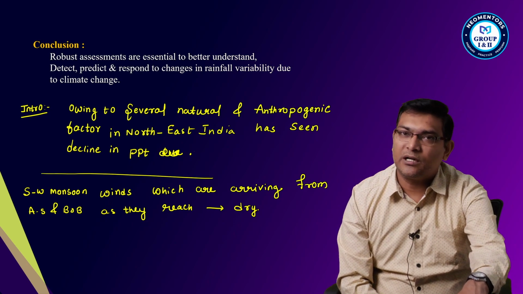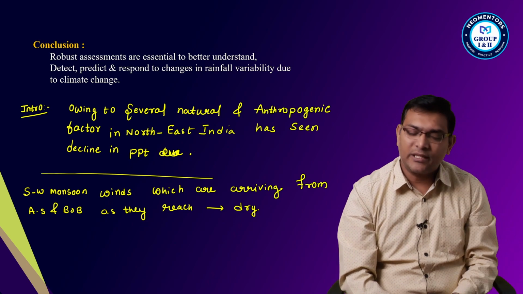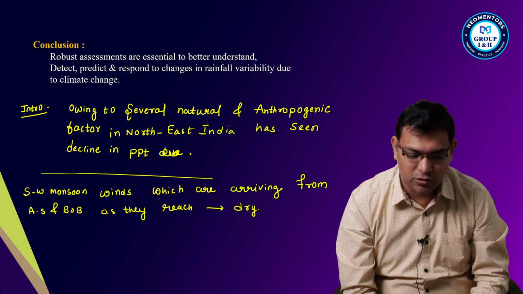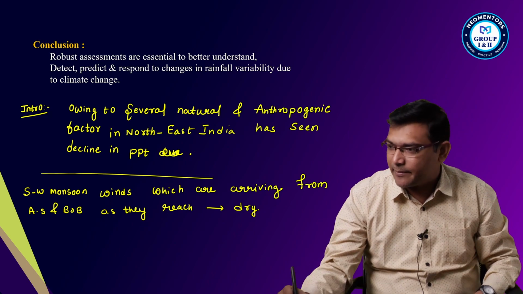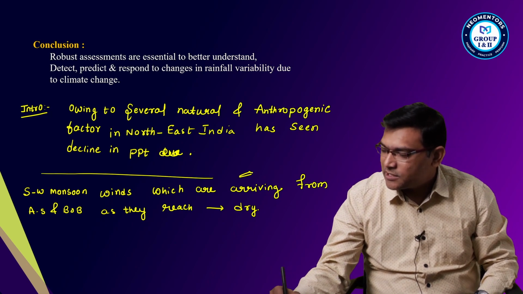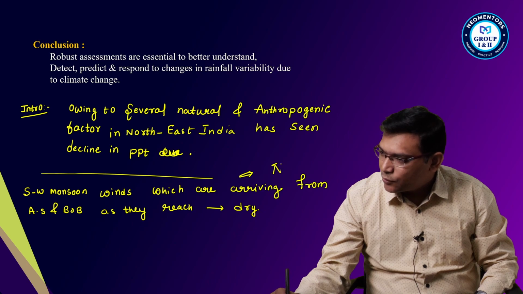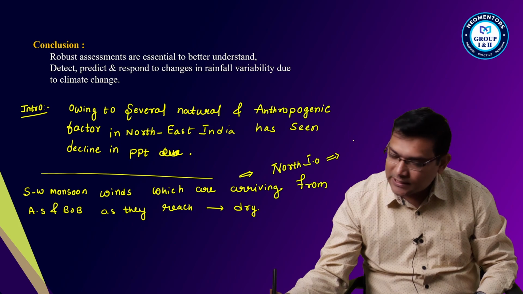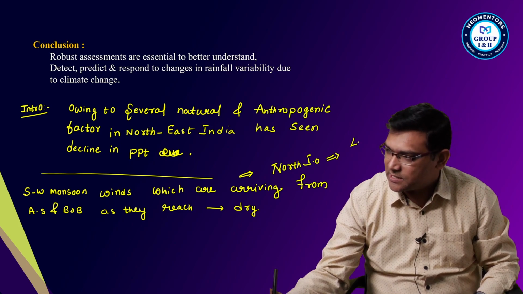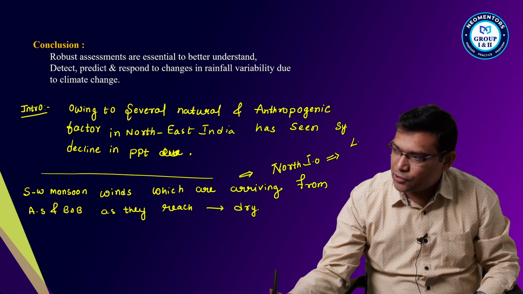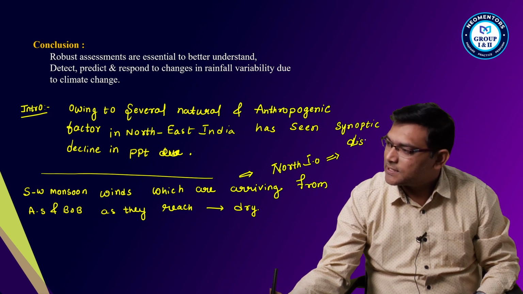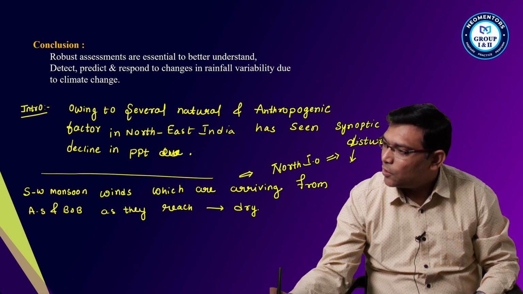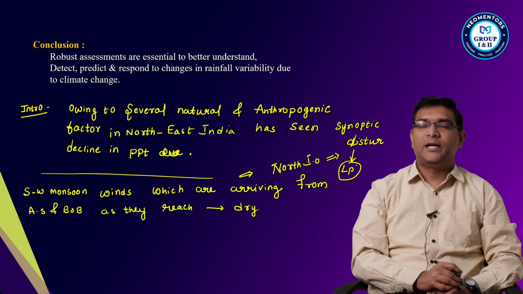And even if you look at the North Indian Ocean, there is a greater number of formations of low pressures. Why is this happening? It is because of greater synoptic disturbances in the North Indian Ocean. What is this? Low pressure system.